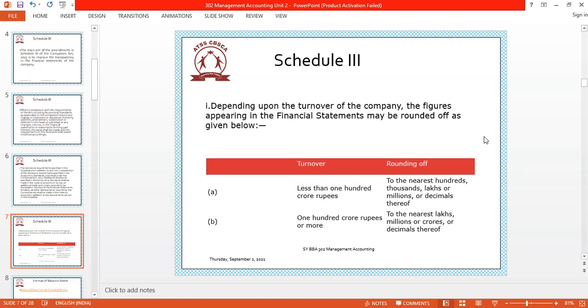Can you please read what it is? I'll read for you. Now we have to focus on preparing financial statements. Now we have to give the figures, and we can do some rounding off. So what is the rounding off?